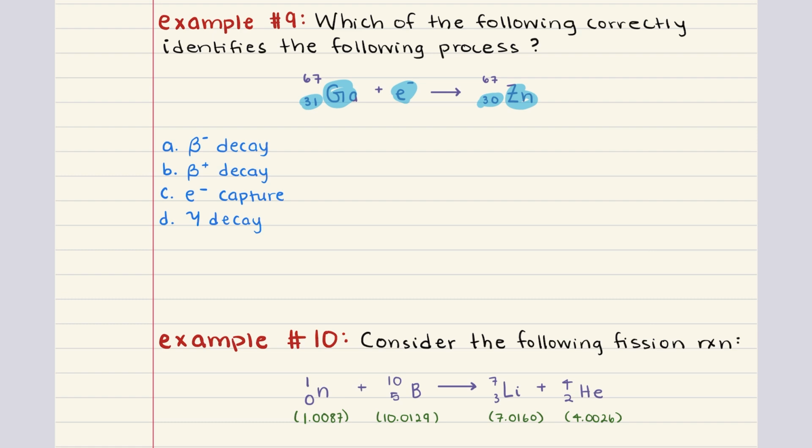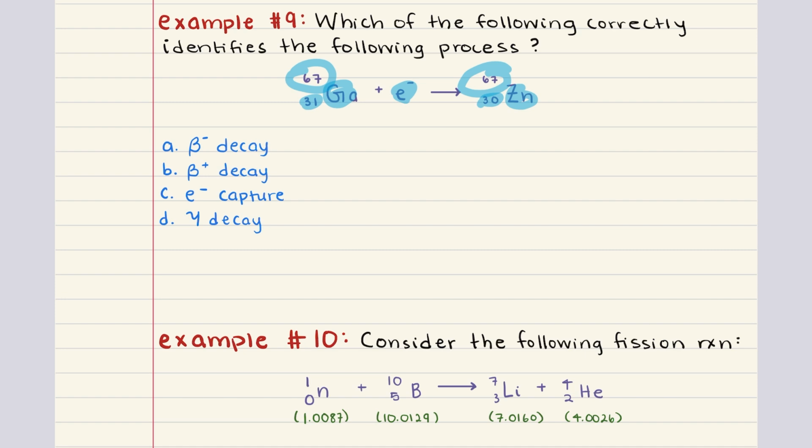Looking at the mass number, it's the same. So the mass number remains unchanged at 67 because no protons or neutrons are added or removed from the nucleus. The reaction just involves the transformation of a proton into a neutron, which does not alter the total number of nucleons. Also, we make note that the electron in this reaction is absorbed by the nucleus, and this distinguishes the process as one involving the interaction of an orbital electron with a proton in the nucleus. Taking that all together, we can confidently say that this process depicted here is known as electron capture.